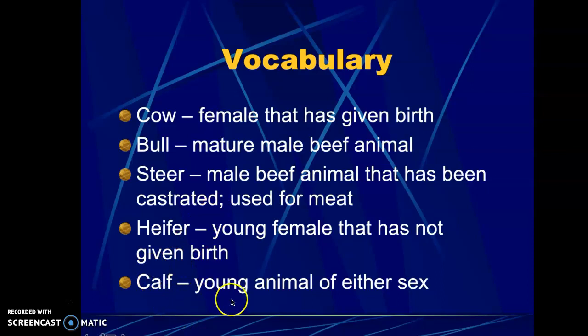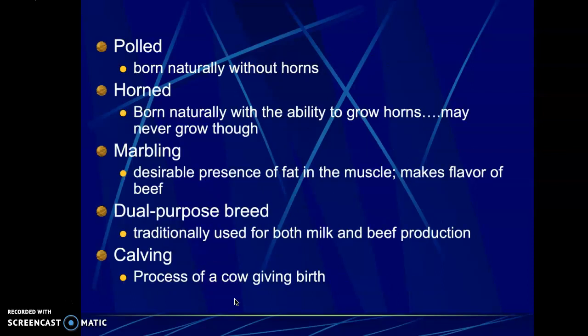Then we have a calf, which is the name for a baby animal, a young cow. The plural for calf is calves. Some other words you might come across would be polled, which means they are naturally born without horns, which means they do not have to be dehorned. Then we have horned animals, which naturally grow horns, and this applies to both male and female. It's not just males that produce horns.